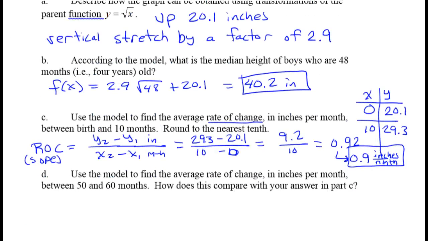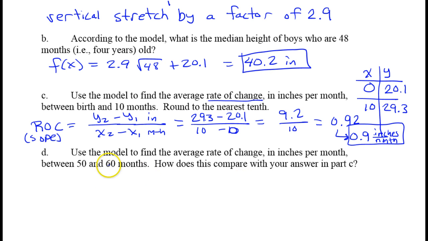Okay, any other questions we can tackle? Use the model to find the average rate of change in inches per month. Oh, okay, it says it right there in the problem. I feel silly. Between 50 and 60 months. How does this compare to our answer in part C? Basically we're going to see, are we growing faster or slower? 0.9 inches per month is almost an inch a month. That's pretty fast growth.